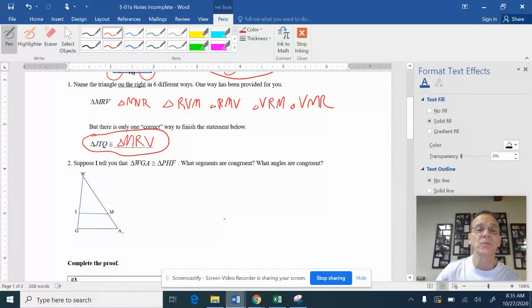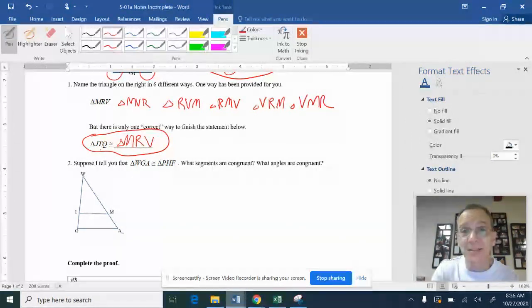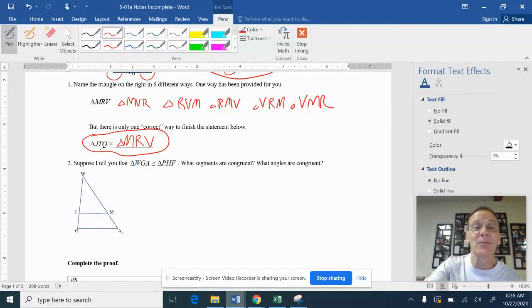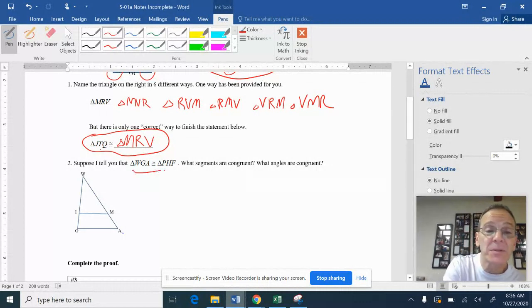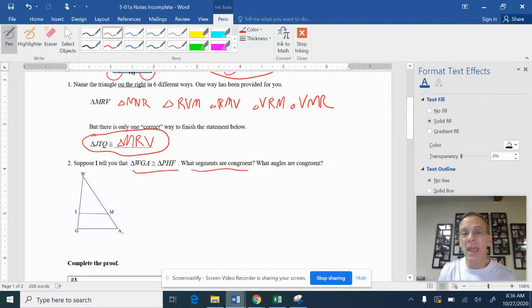Suppose I tell you right here, the triangle WGA, which we can see is congruent to triangle PHF, which I haven't drawn for you. And I don't plan to draw it for you. I mean, it's hidden somewhere. Maybe it's down further on this page or on the next page, but it's there. From this statement, what segments are congruent and what angles are congruent?